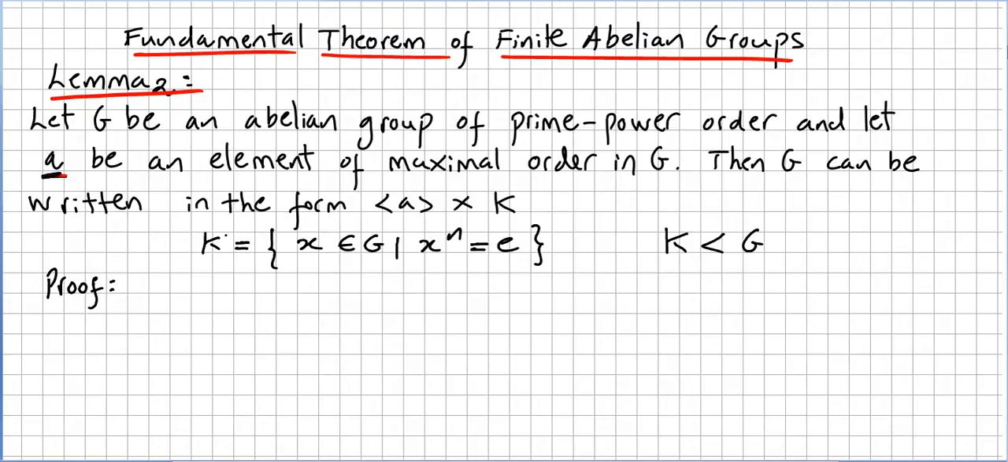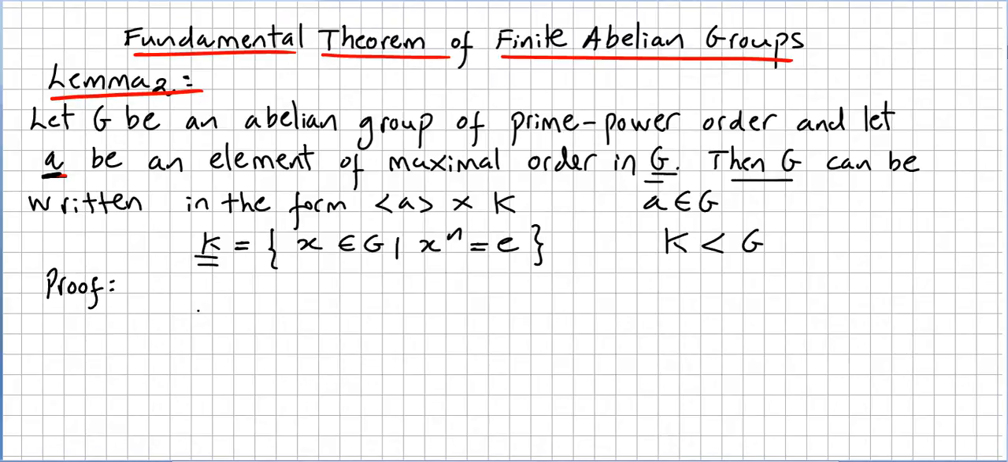So A is an element in the group G, right? So A will be an element in the abelian group G, okay? And A is an element of maximal order. So what the lemma says is then G can be written in the form product between K, this subgroup, and the set generated by the element of maximal order.